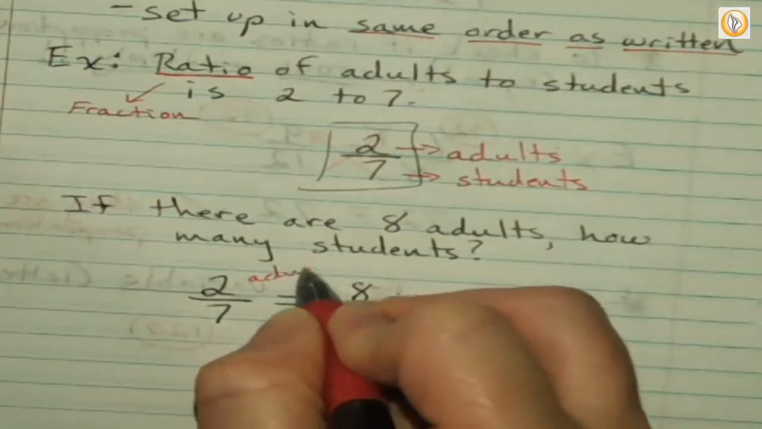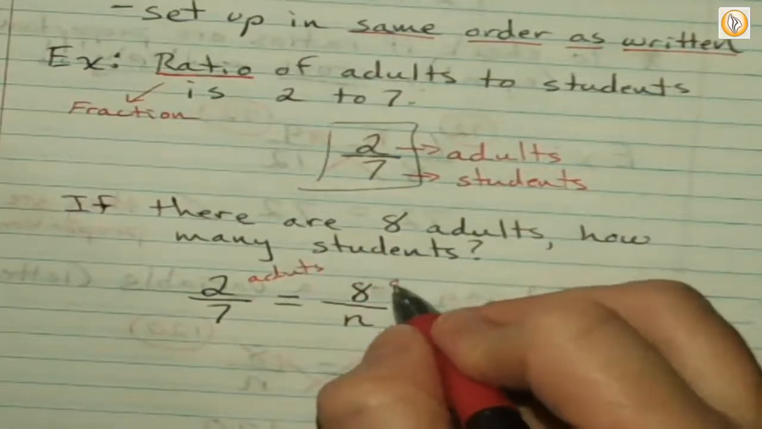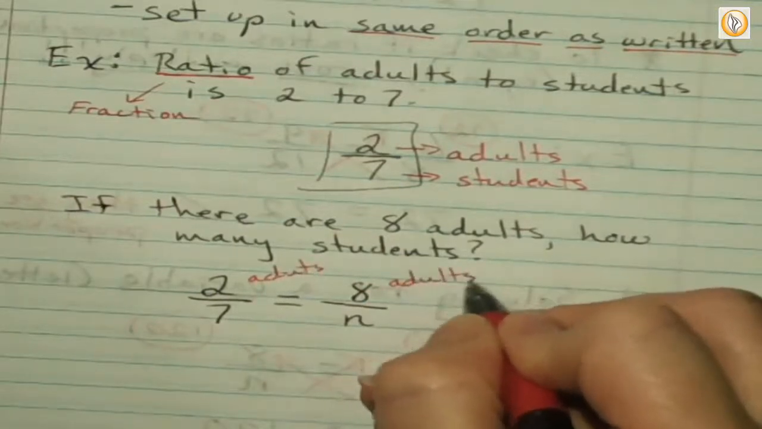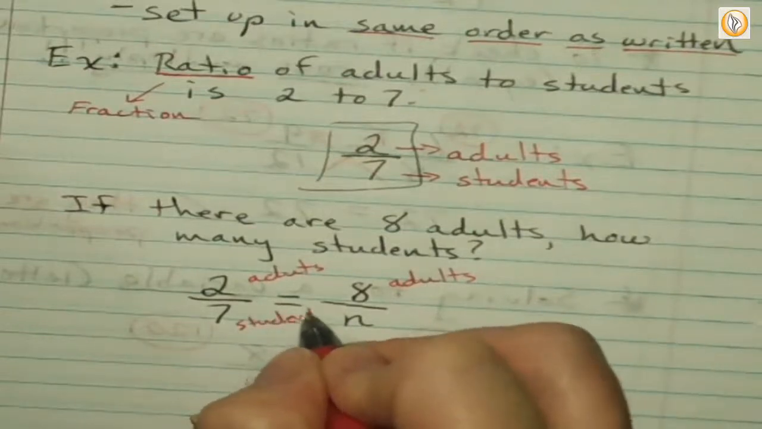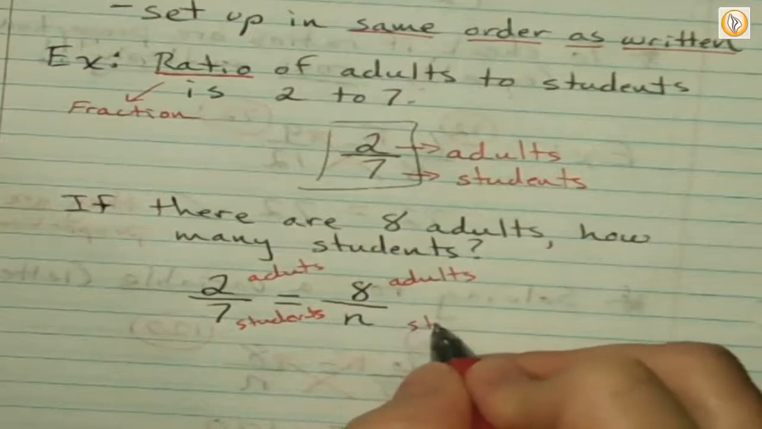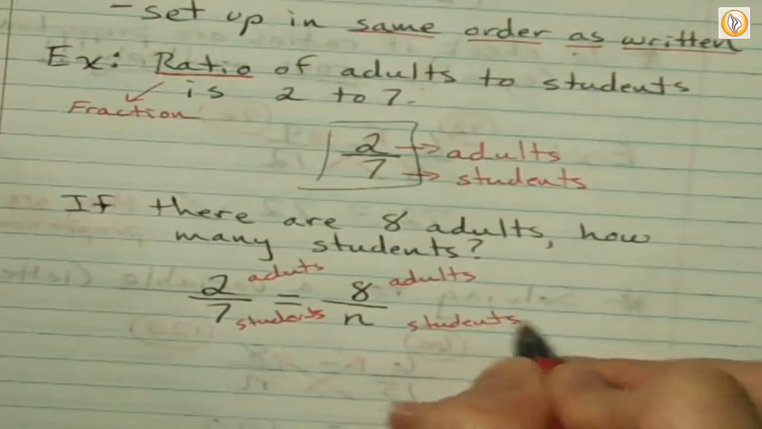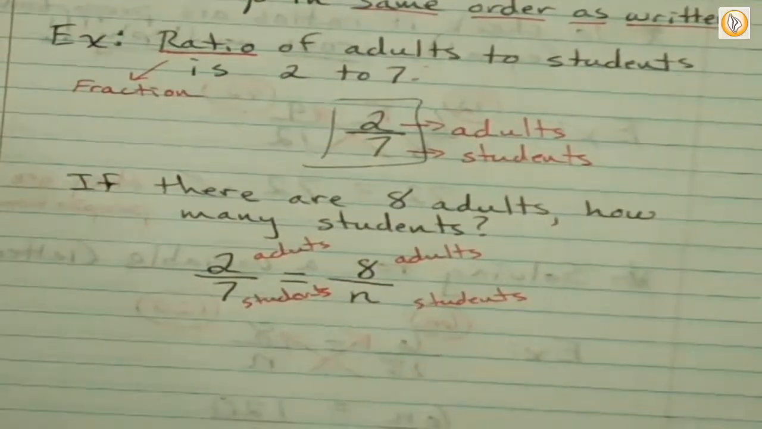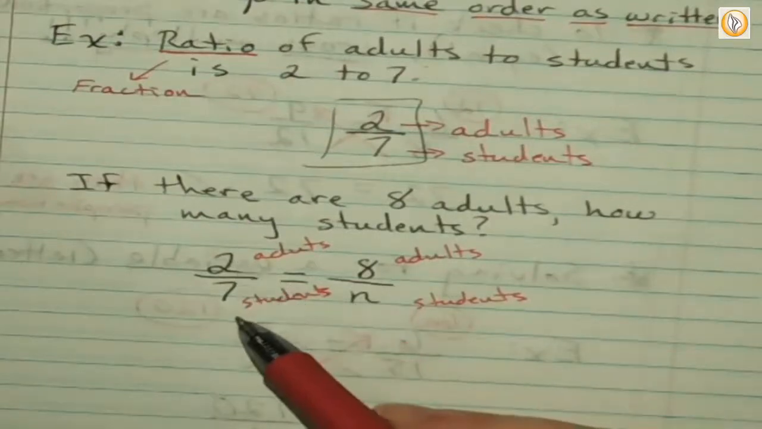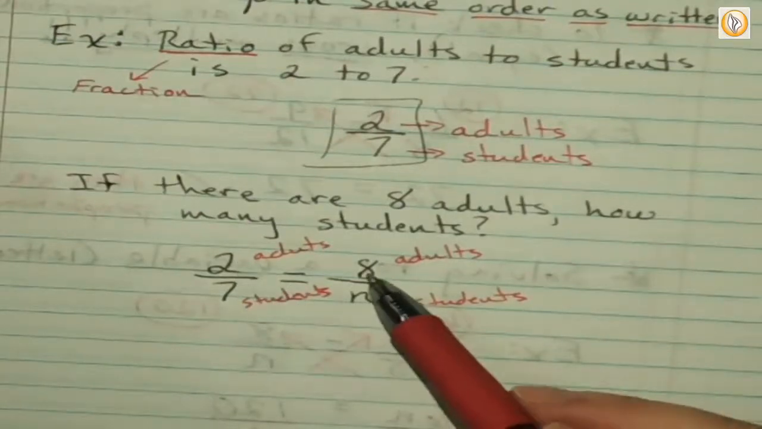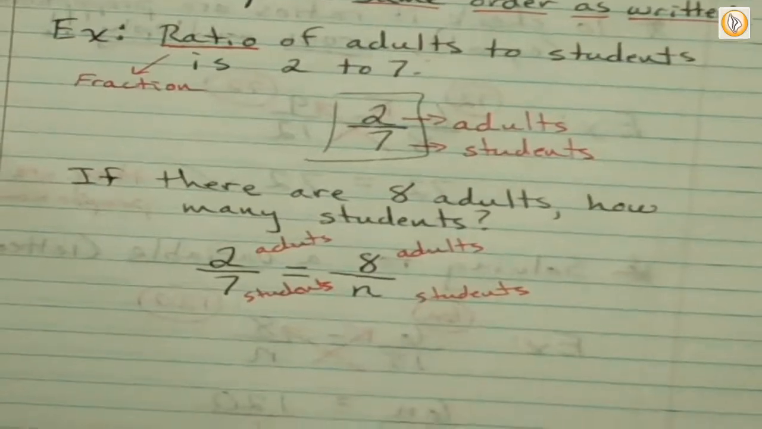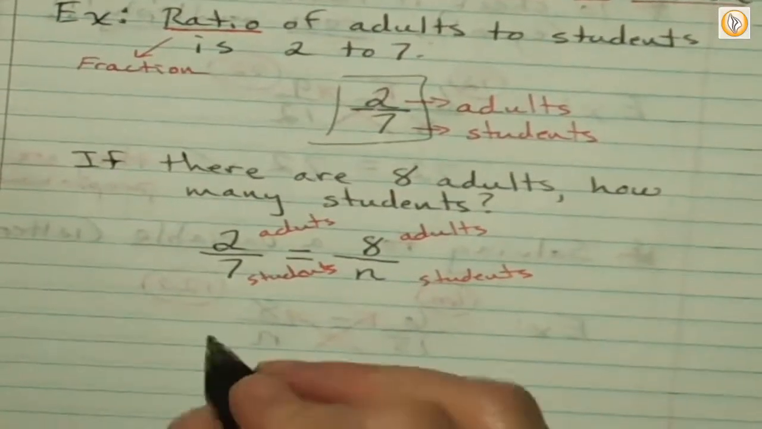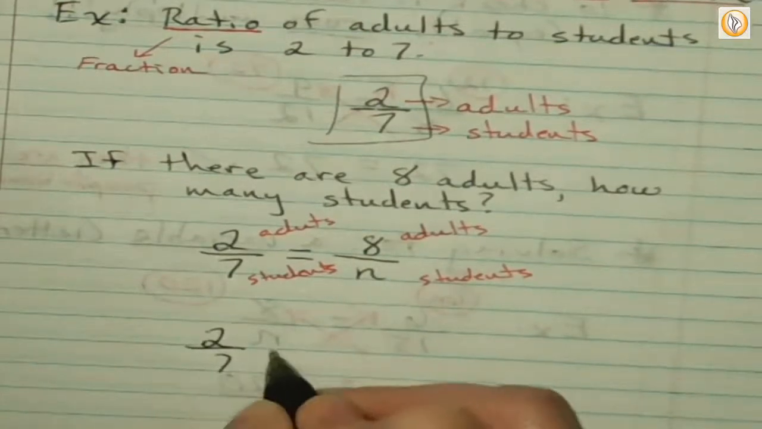This is your adults that they gave us, and here's the adults. These are your students. And this is going to be your students. And we're looking for N. If the ratio is 2 to 7, but if there's 8 adults, how many students would that be? So we're going to now set it up as a proportion and do the work.